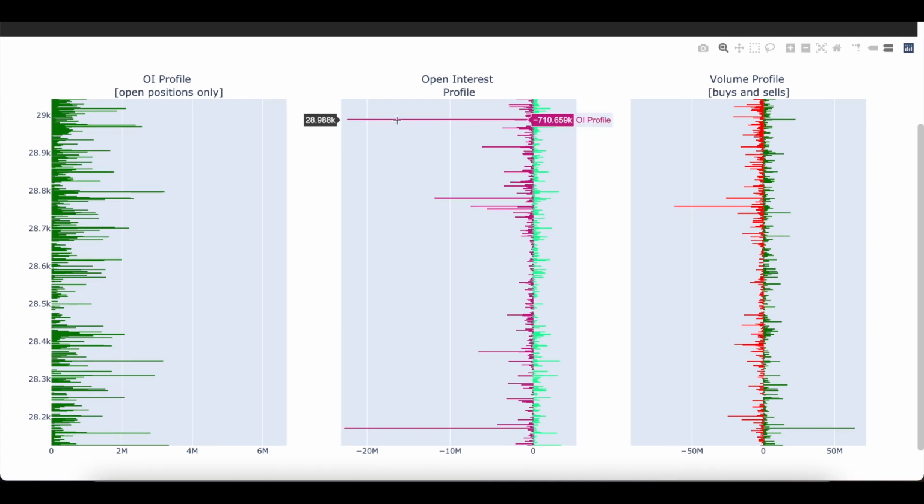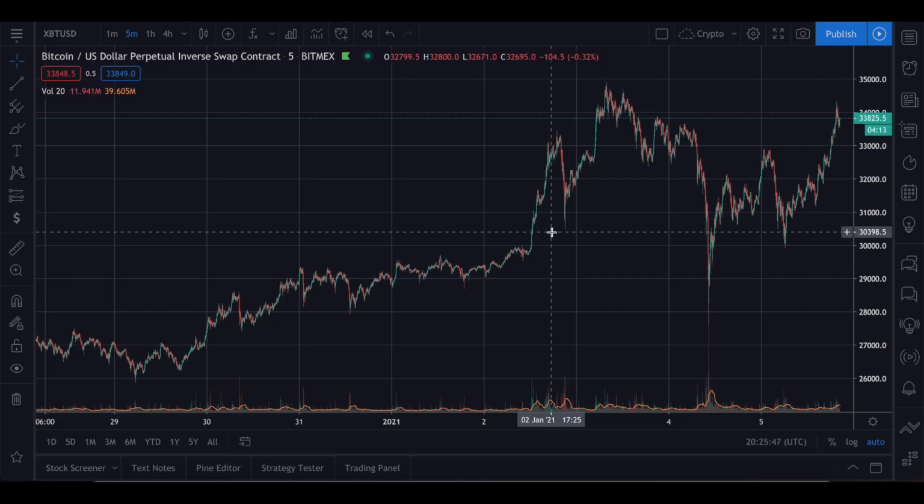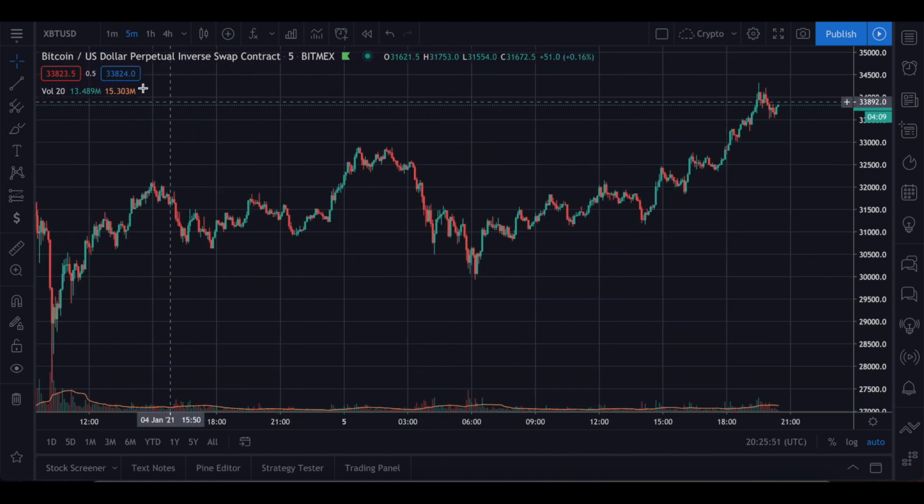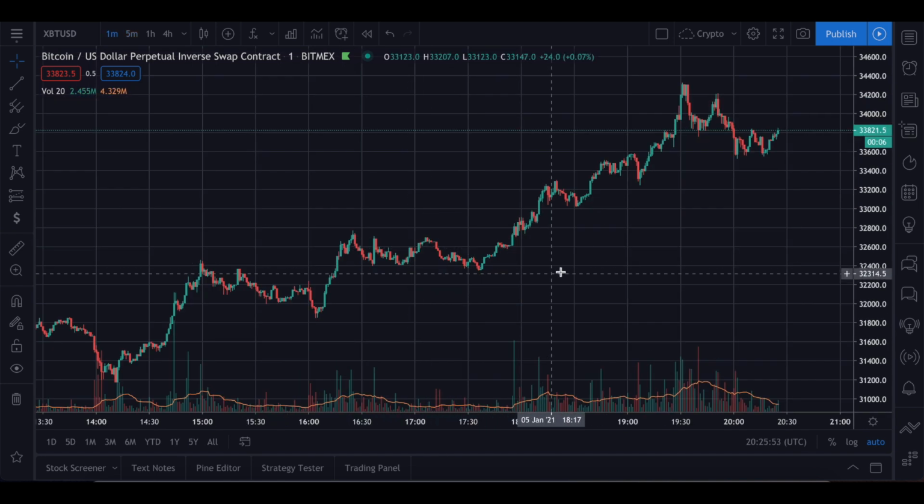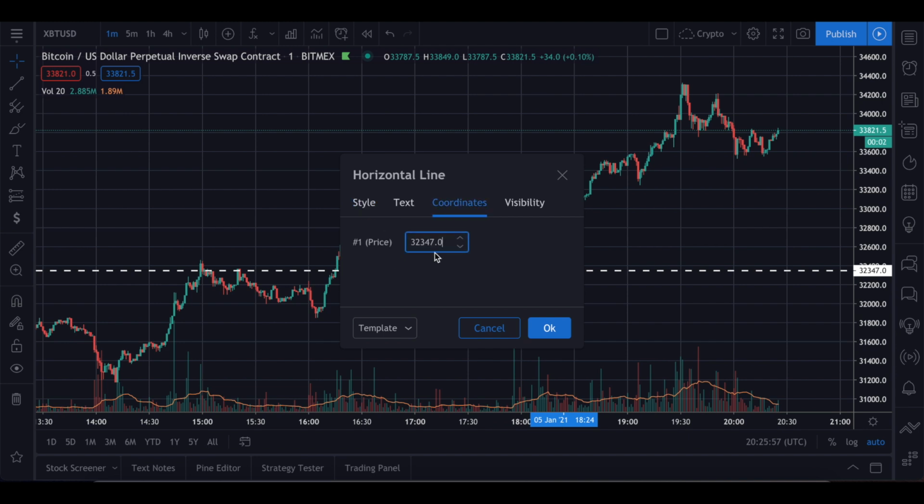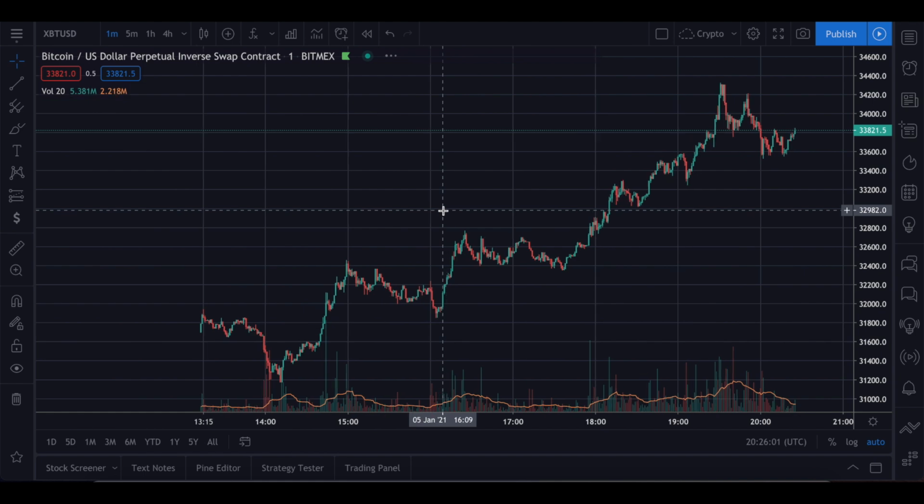So there was a massive decrease at 28.988K on XBT USD within the last day. So within the last day would be here. So we know that 28.988, let me just put a horizontal line, and then I'm going to tag the coordinates for that. And I'll show you guys what we probably want to do here.